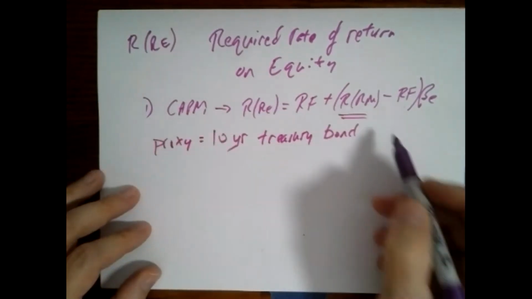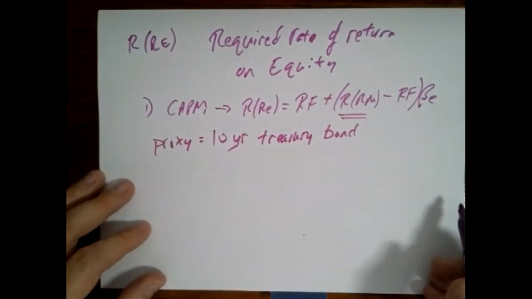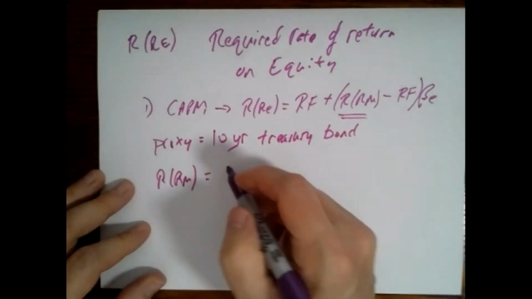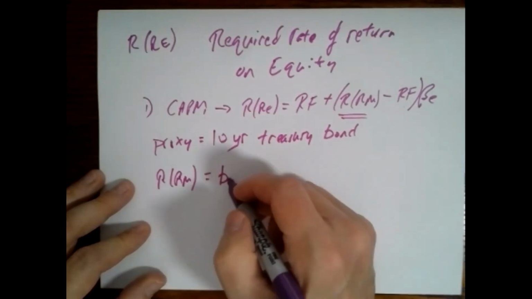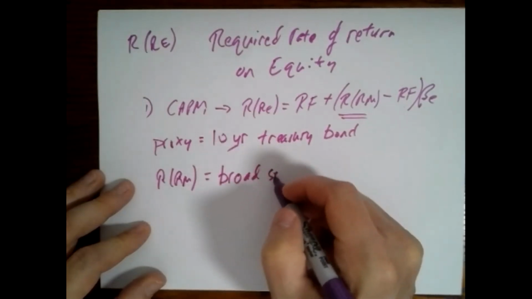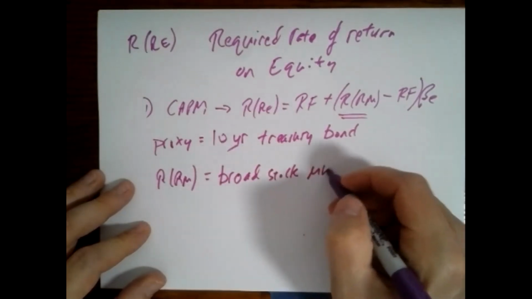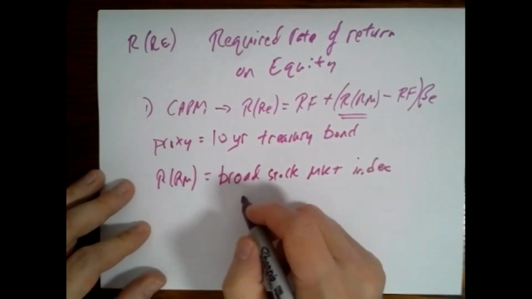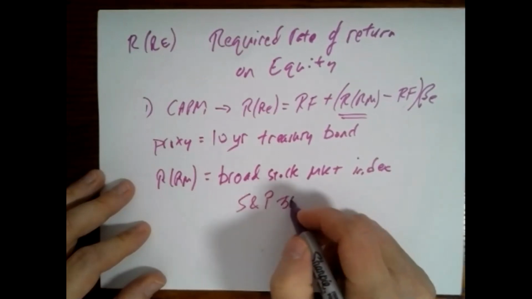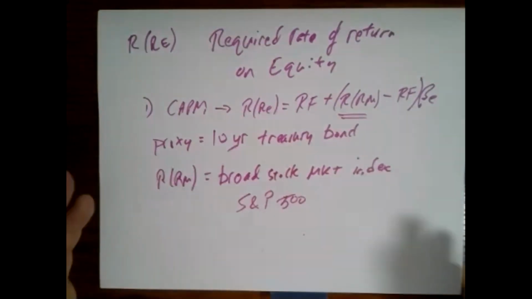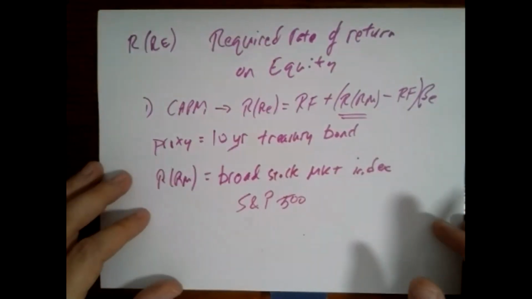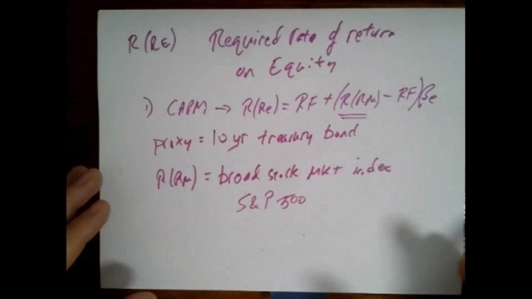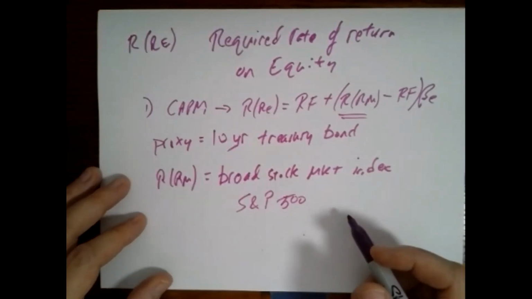right? The required rate of return on the market, RRM, the required return on the market, we've been using some sort of broad stock market index. The two that I've talked about a lot in class have been the S&P 500, which is based on the stock prices of the 500 largest firms in the United States.